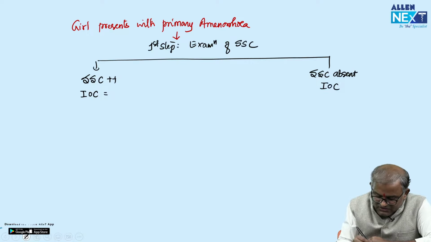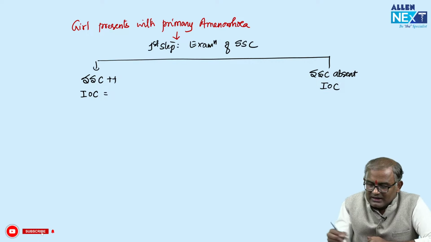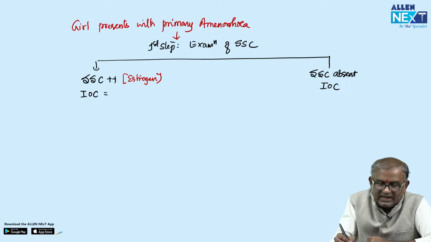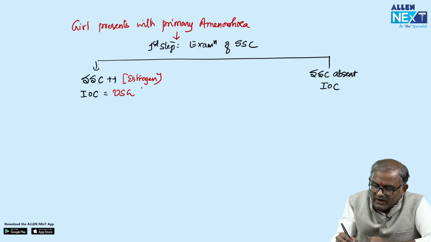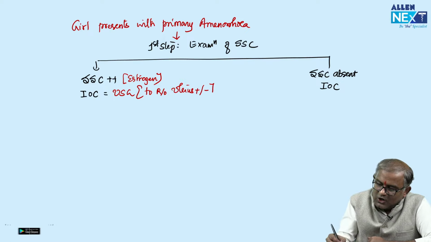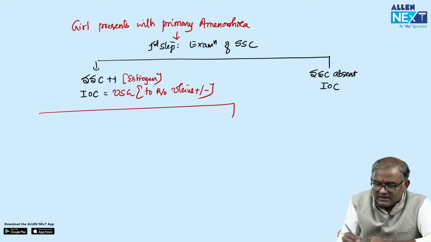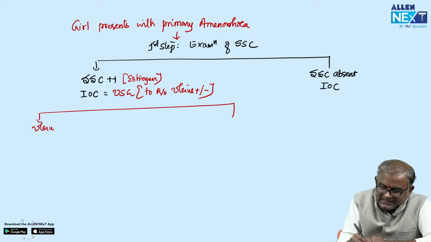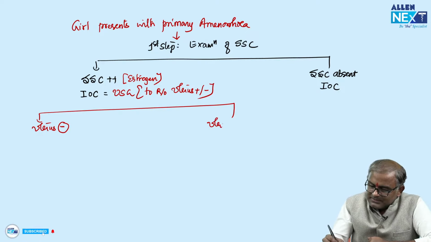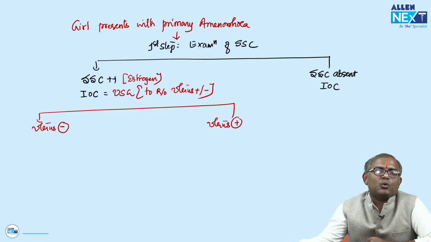Now, doctor, if secondary sexual characteristic present means definitely there is source of estrogen. So, investigation of choice is USG. Why you will do USG, doctor? To rule out whether uterus present or absent. Now, dear doctors, if uterus is absent, what is the diagnosis? If uterus is present, what is the diagnosis?